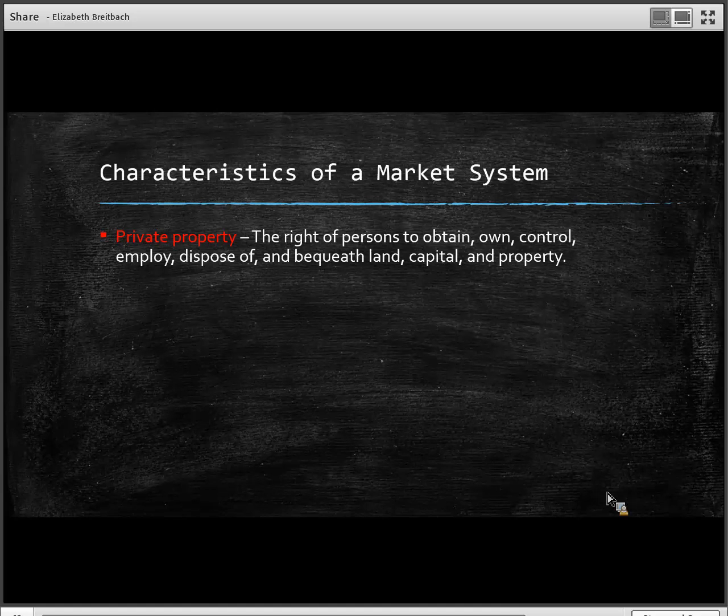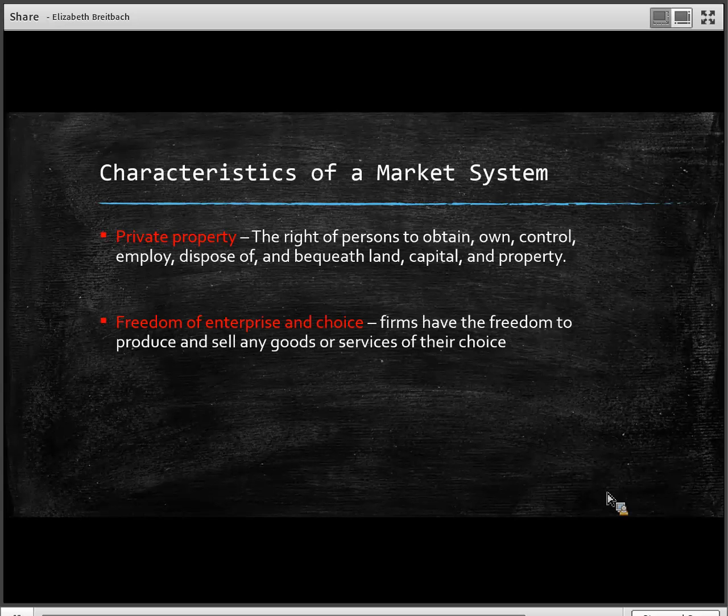Private property is at the heart of the market system. It's the right of individuals to obtain, own, control, employ, dispose of, and bequeath land, capital, and property. So it's not just that you own your property today, but you can do what you want with it. And someday you can give your property to whoever you want, whenever you want. Property is completely private, and there are no hands of the government within that property.